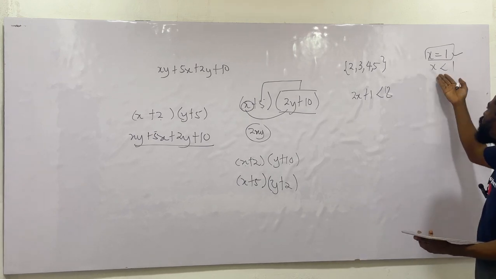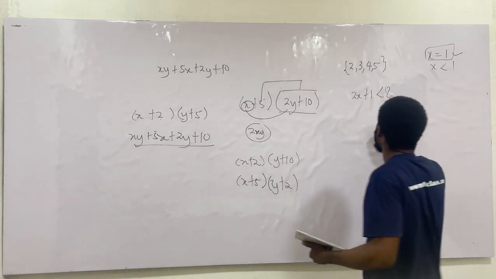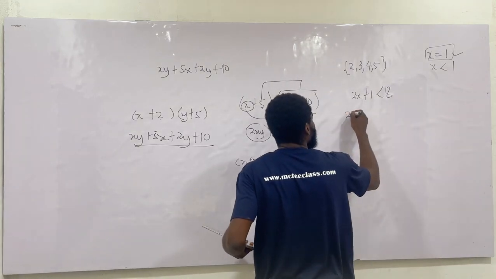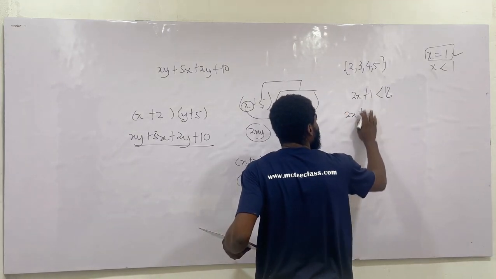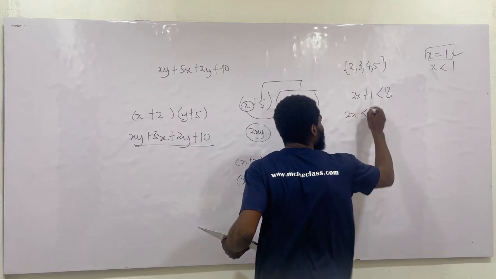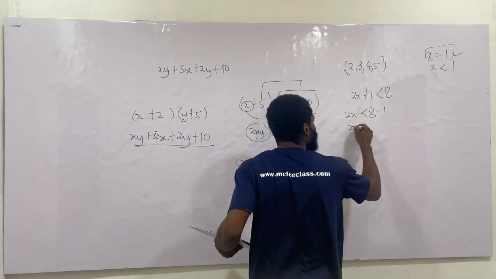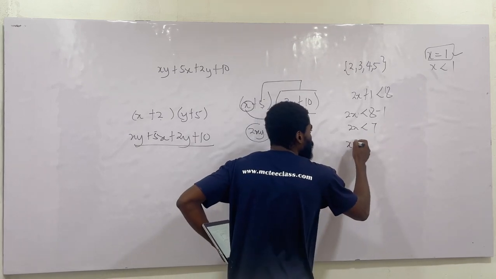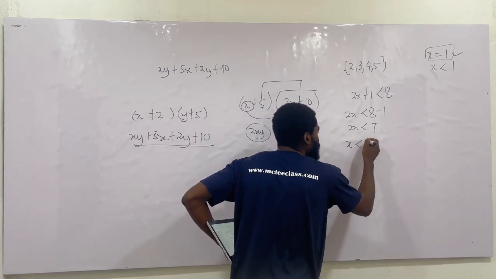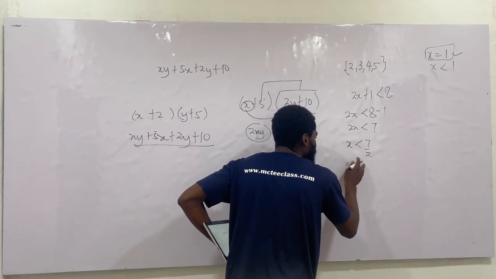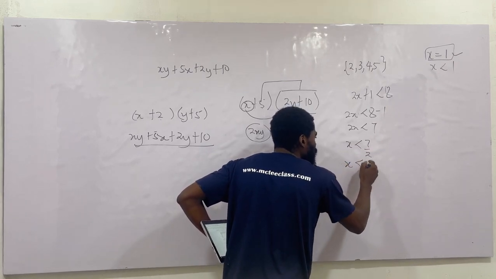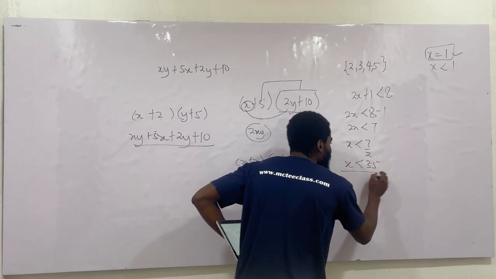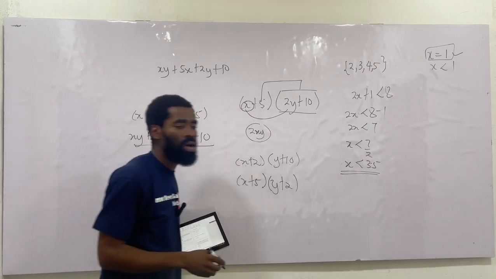So any number less than 1 will be x. Now how do I solve this? Straight away, I'll let this one cross. So I'll get 2x less than 8 minus 1. I'll get 2x less than 7. So I divide both sides by 2 and I get x less than 7 over 2. And that gives me, if you divide 7 by 2, you get 3.5. So x is less than 3.5.